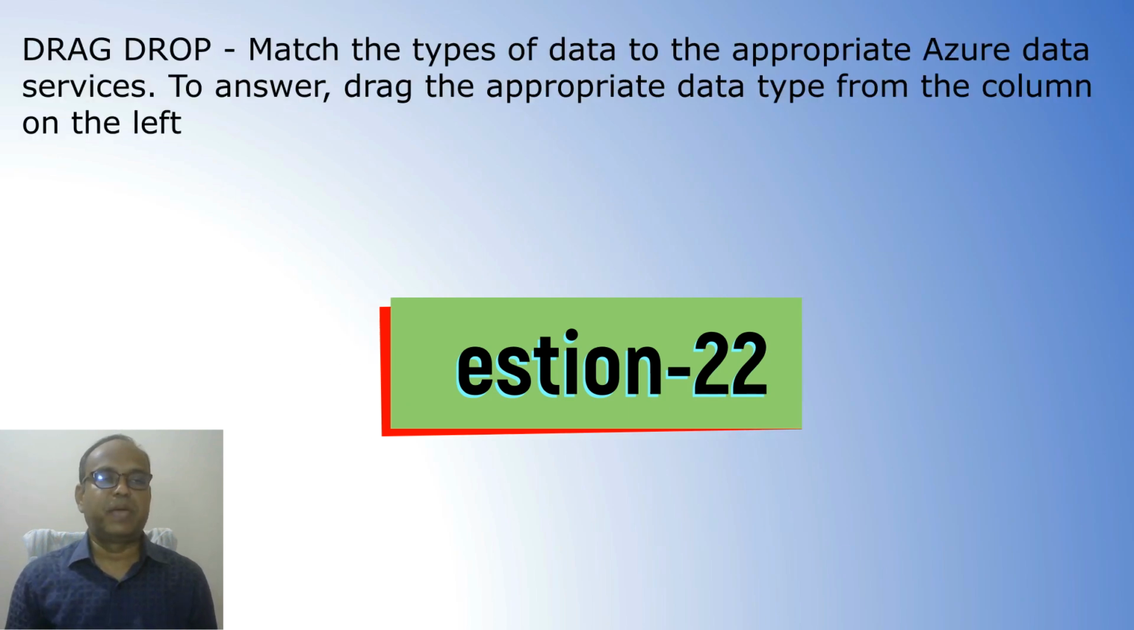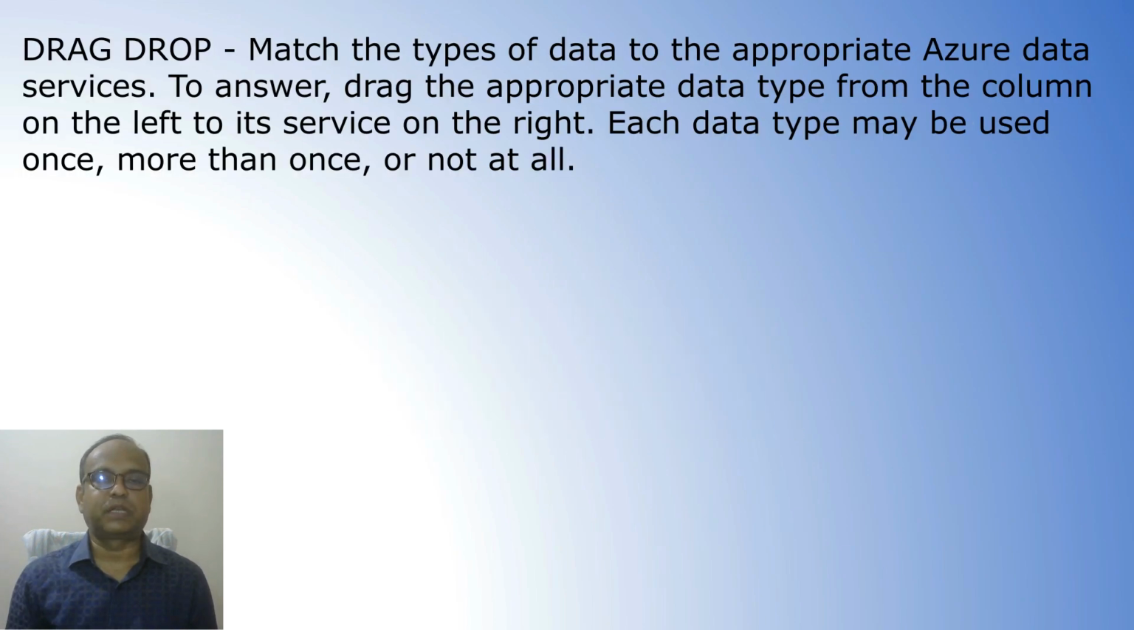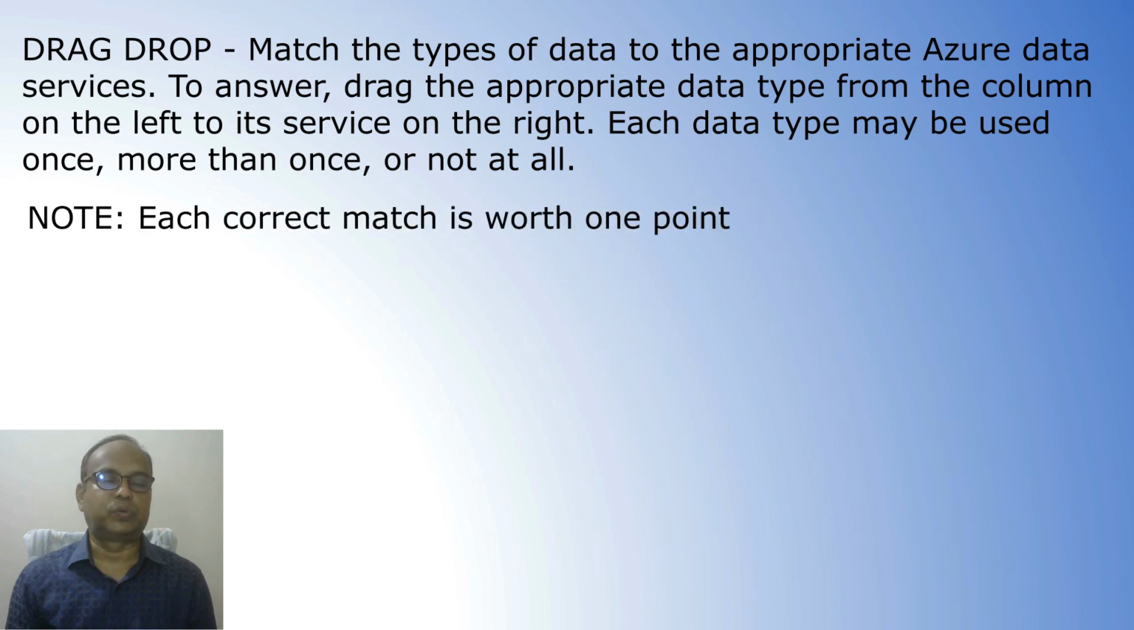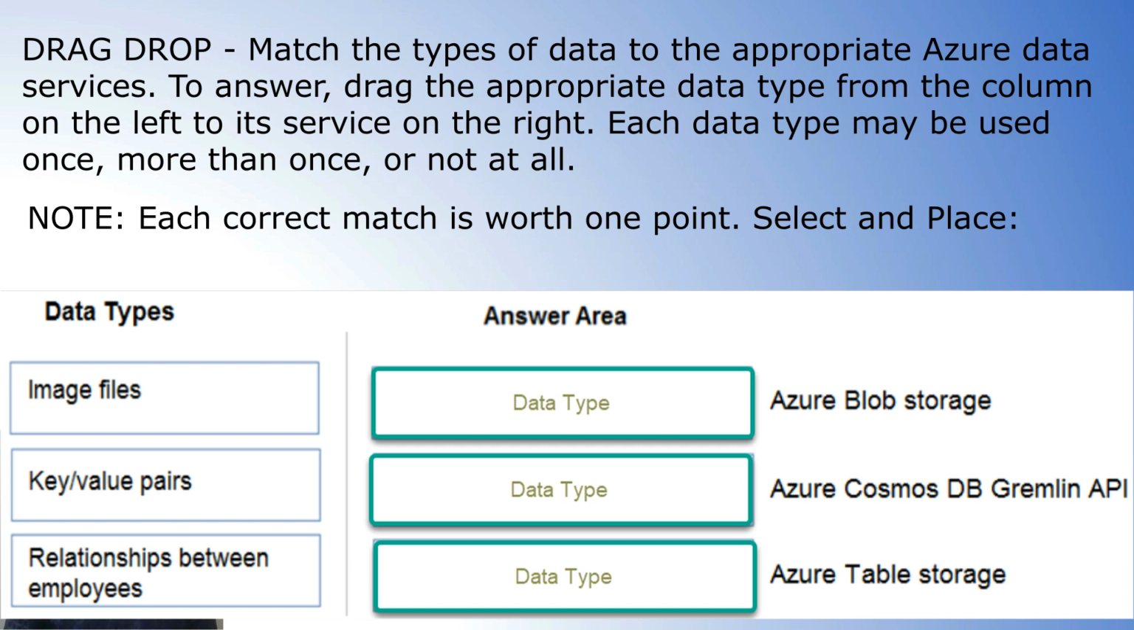Drag drop. Match the types of data to the appropriate Azure data services. To answer, drag the appropriate data type from the column on the left to its service on the right. Each data type may be used once, more than once, or not at all. Note: each correct match is worth 1 point. Data types: image files, key value pairs, relationships between employees.